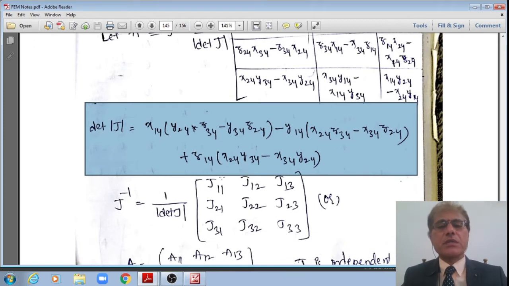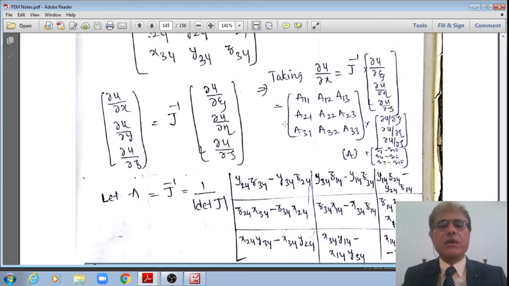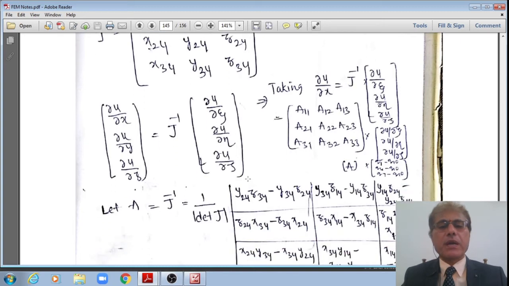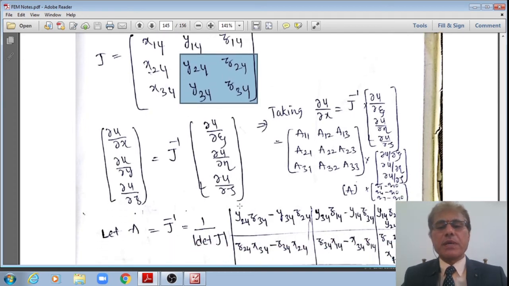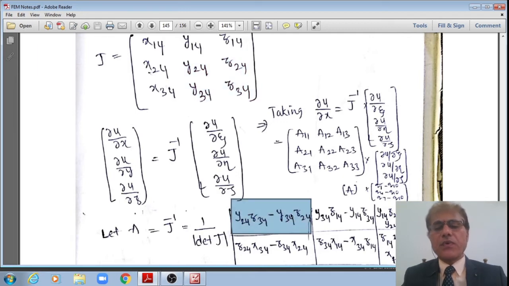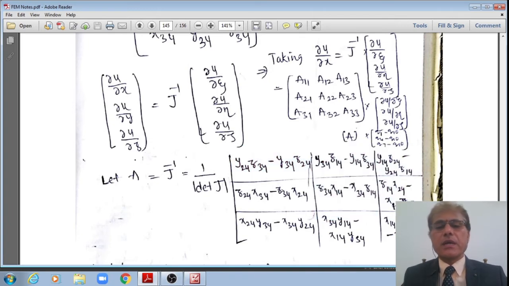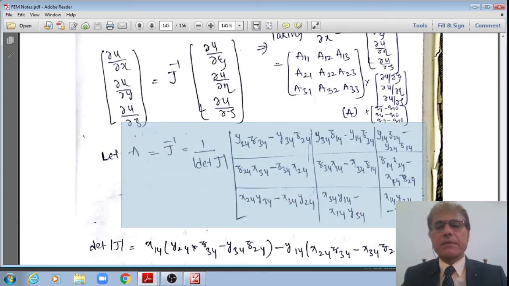Once I find the determinant, I'll find the cofactor matrix, right? Therefore I'll put them here. In the place of x14, its cofactor is given by y24 multiplied by z34 minus y34 multiplied by z24. That is the cofactor of this first row. Likewise you do for the others. Then that is how you will get the Jacobian inverse, which is a 3 by 3 matrix now.